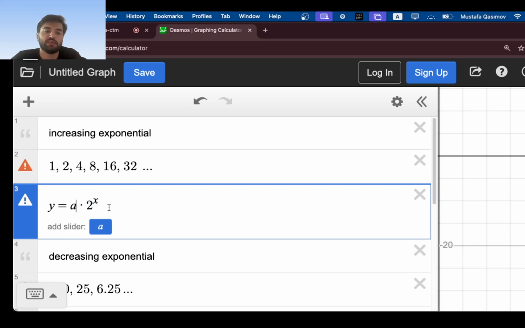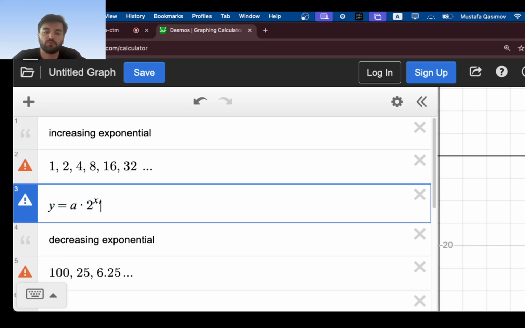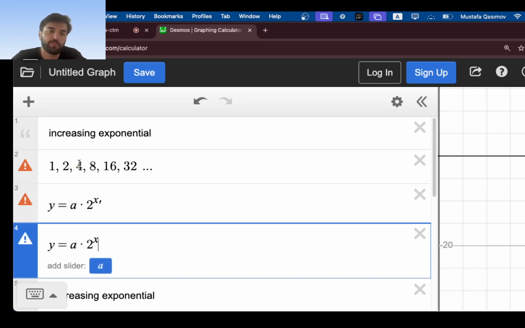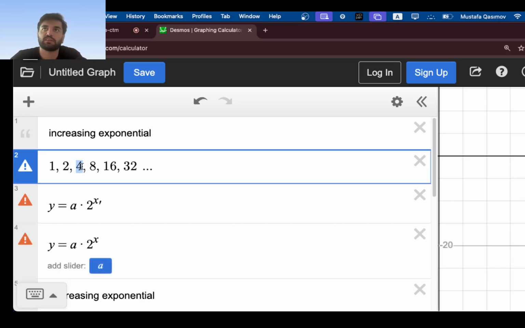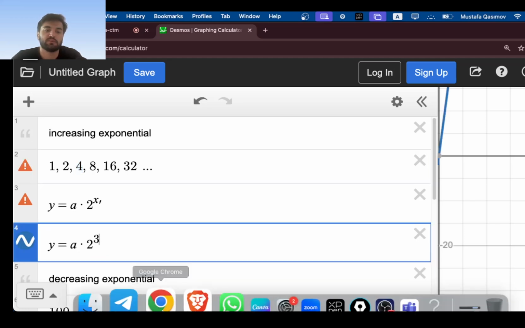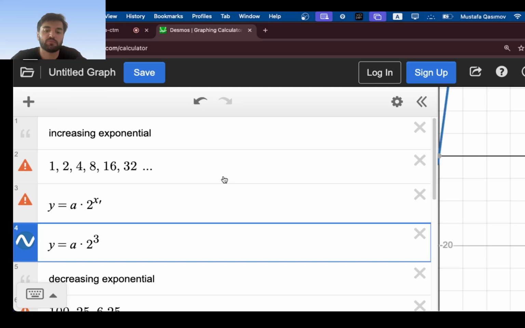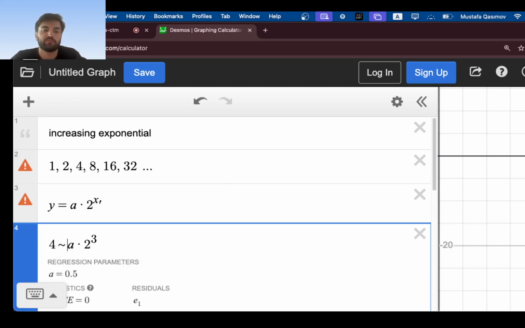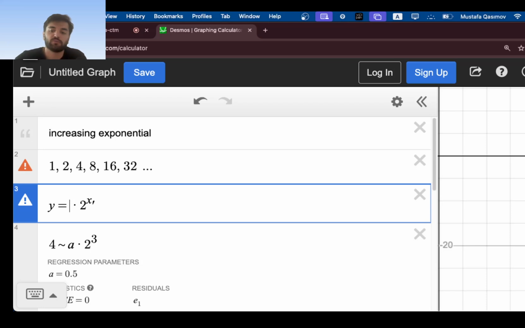Okay, now let's find a. For finding a, you have to use this formula. This one. That one is the third one, right? Put 3 instead of x, put 4 instead of y, and find a from here. 0.5. So a is 0.5. Okay, now let's do what's x.